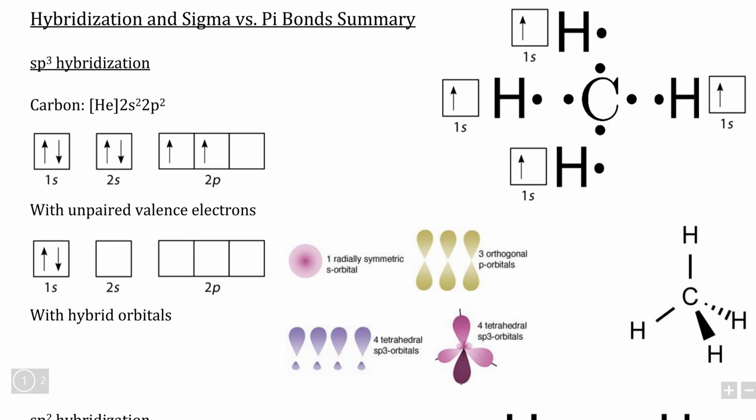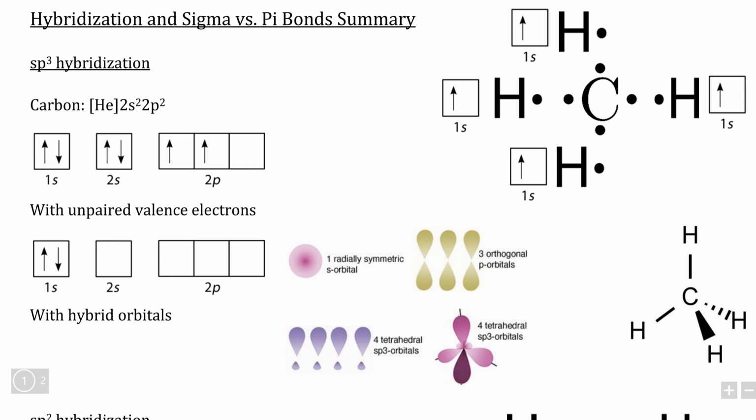This video is at the request of students who want some reinforcement about how hybridization works and how hybridization can lead to the formation of pi bonds and sigma bonds and what the distinction between those bonds is. So let's start with the need for hybridization.